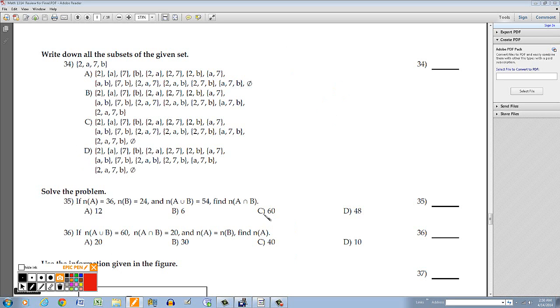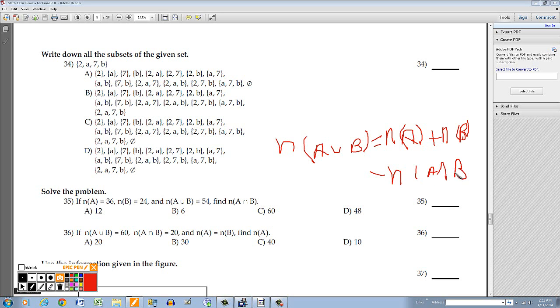For the next one, solve the problem if n of A is equal to, n of B is equal to, and then they give you information, they want you to find n of A intersect B. The formula for this is n of A union B. Here we're talking about the cardinality of the set. This is equal to n of A plus n of B minus n of A intersect B. Again, that's the cardinality of the set.